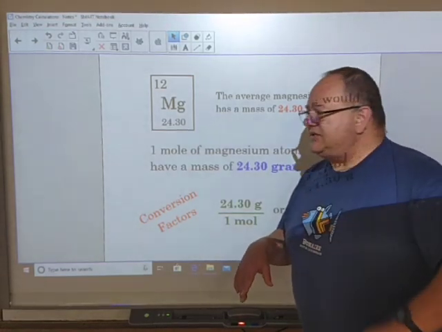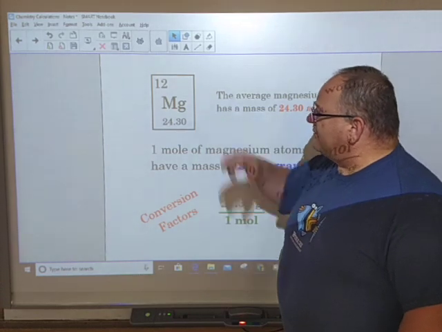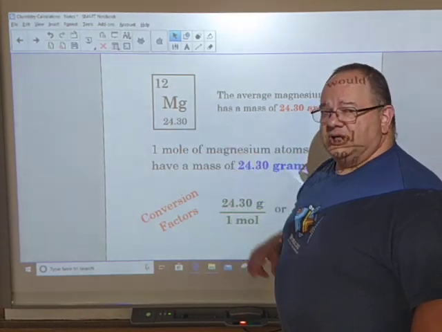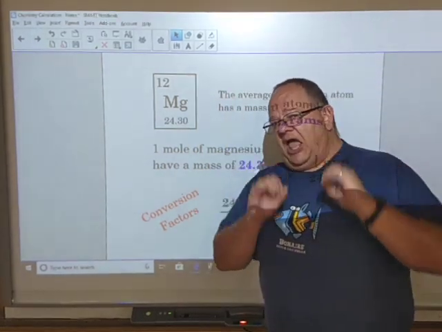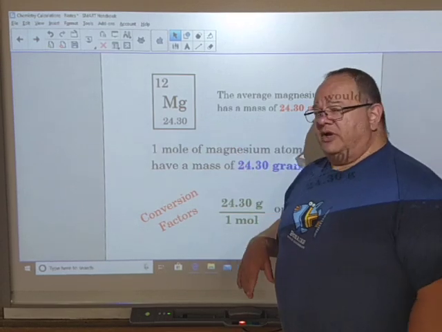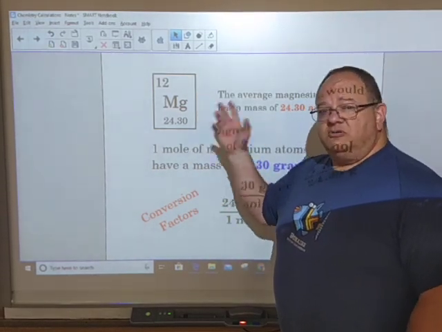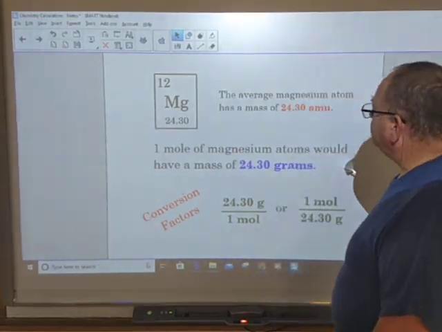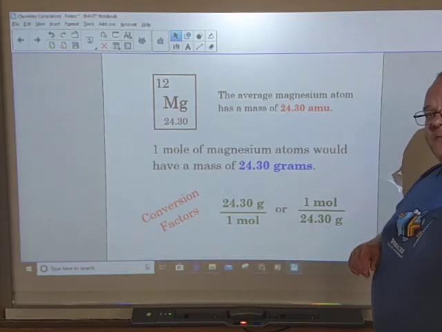If you look at the periodic table, I picked magnesium for my example, atomic number 12. Its average atomic mass is 24.30. That means if I have a sample of magnesium, the average atom is 24.30 atomic mass units. Some of them are heavier, some of them are lighter, but the average is 24.30. That's the mass of the average atom in atomic mass units.